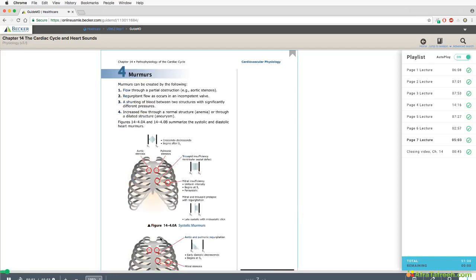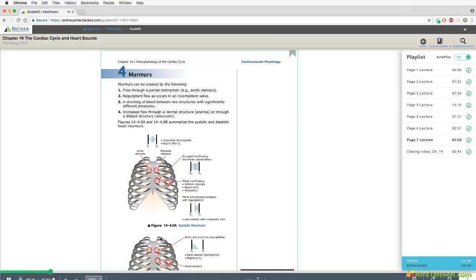Now, in terms of murmurs, you should be aware of the 4 situations at the top of the page that will create a murmur. But our focus here are the systolic and diastolic murmurs created by heart valve problems. Now, the first determination to make is whether the murmur is a systolic murmur or a diastolic murmur. Now, if you determine it is a systolic murmur, there's 2 main murmurs you'll have to deal with.